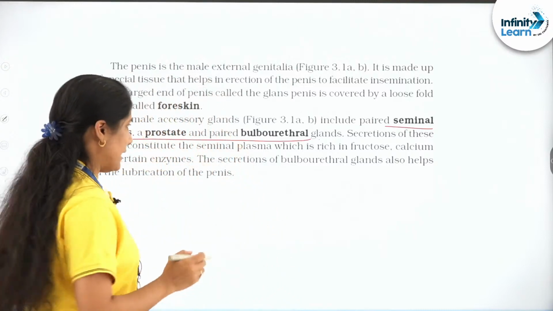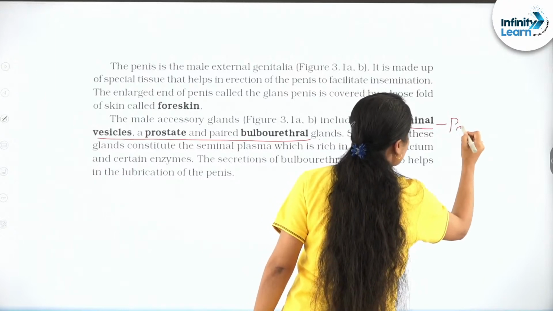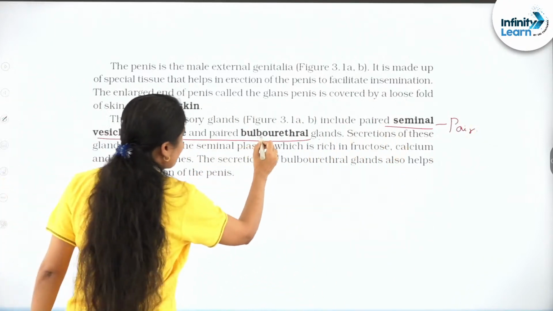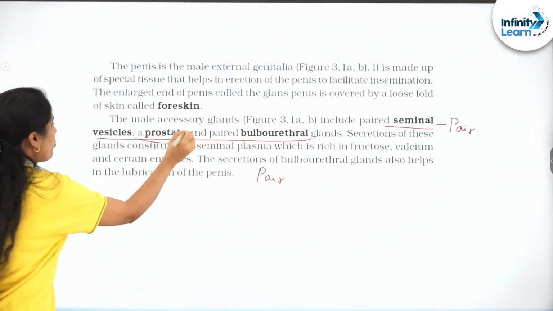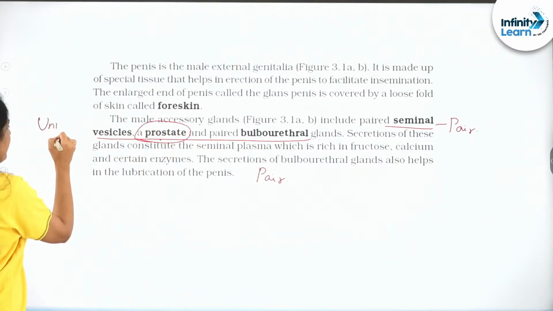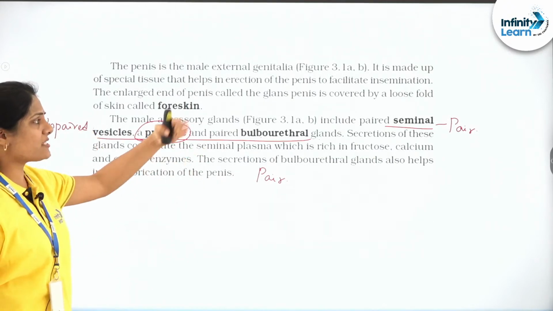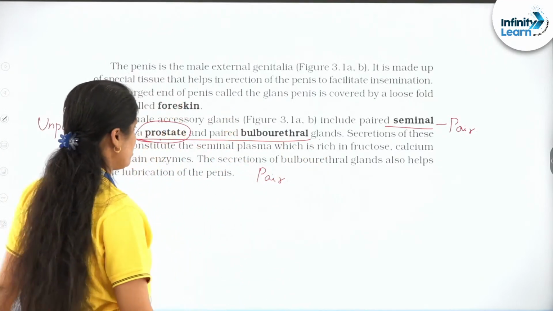So what are these glands? The seminal vesicles, there are a pair of them, right? And there are the bulbourethral glands, which are also a pair. Unpaired one is the prostate gland. This is the unpaired structure. So these give away secretions which are helping in various ways. This is what we are going to talk about now.